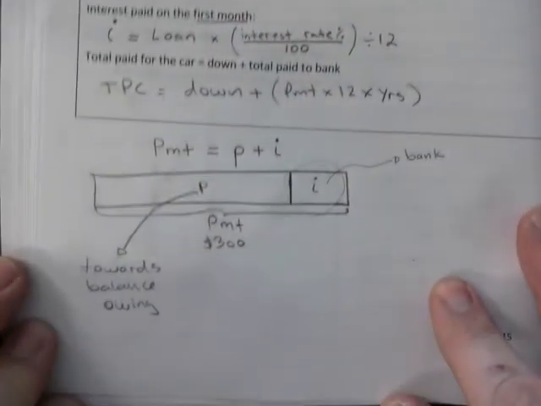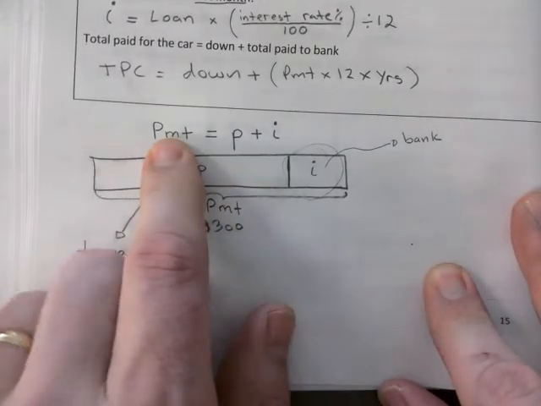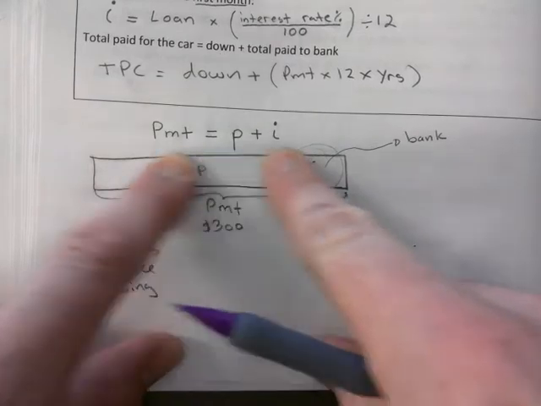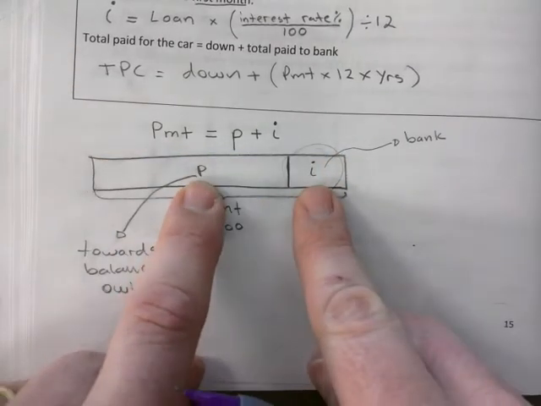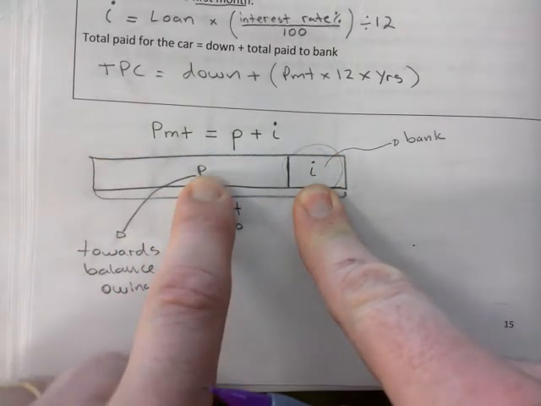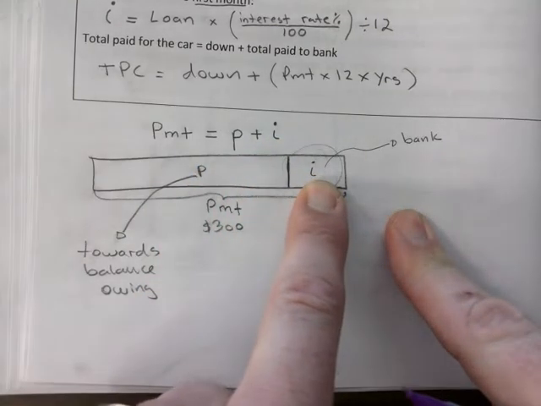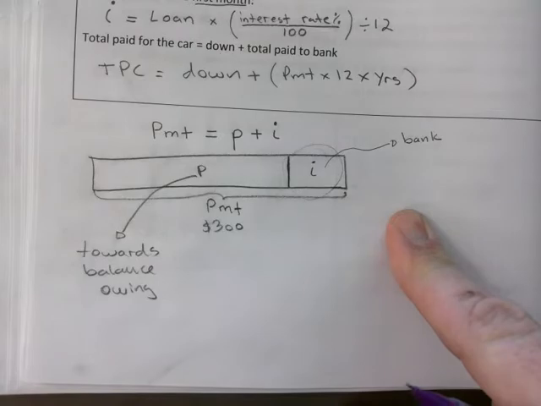Just a quick reminder that your payment, if this whole bar represents the whole payment you have every month, is always made up of two components, which is the small principal and the small interest, the interest on the first month, which we're going to talk about a little bit today. So let's go to 17.